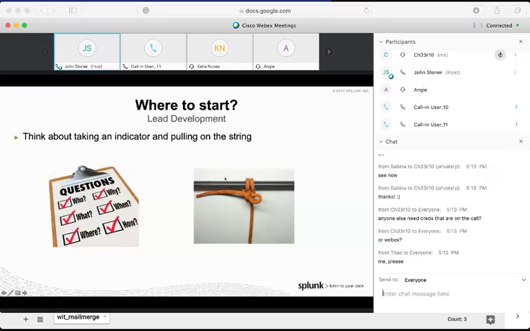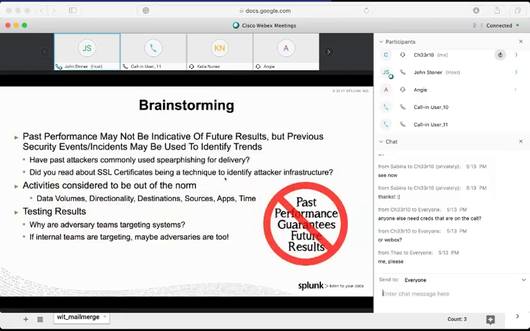Well, we could start with that very simple thing and take an indicator and pull on that string, right? We could put that IP address in and do that who, what, where, when, why, right? And develop a lead off of that and then pivot off of that lead. And that's totally fine. That's certainly a valid way to start with this. We could do brainstorming, right?